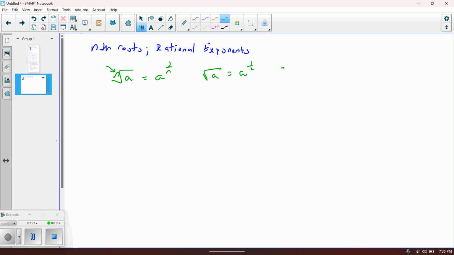If you have the cube root of a, that is the same thing as a to the 1 over 3 power. The general idea is that when you write a rational exponent, the top number is the power of a, and the bottom number is the root. It is always the power divided by the root when you rewrite them. And then, of course, that process goes backwards. If you want to go from a rational exponent to a root, you just take that process backwards.